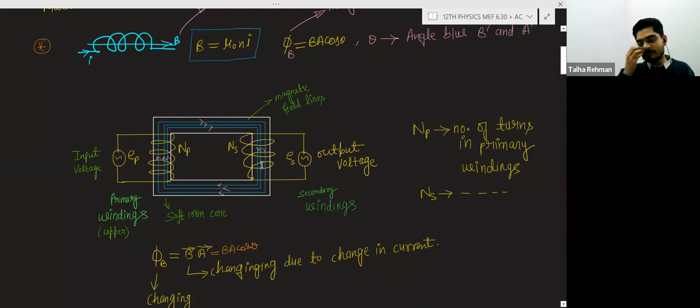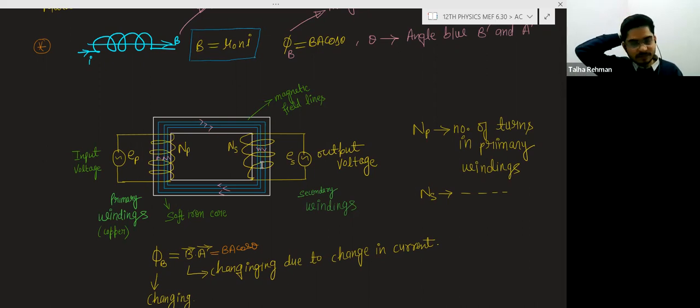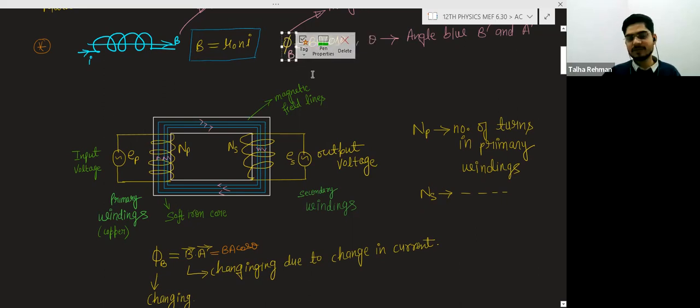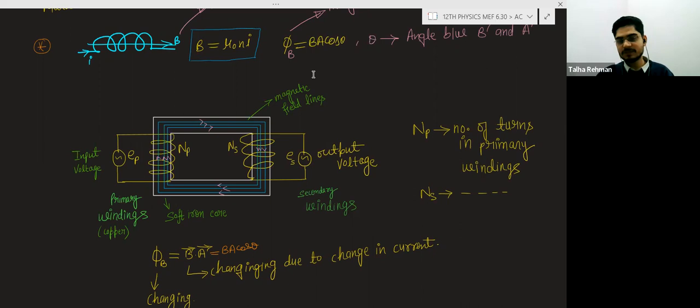And what happens when the magnetic field changes? If this magnetic field changes, there will be a change in the magnetic flux. And what happens when the magnetic flux linked with the coil or the winding changes? What happens when magnetic flux changes?